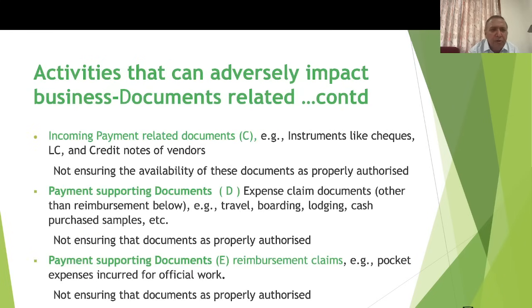Activities that can adversely impact, continued, in the context of the incoming payments related documents, for example, instruments like checks, LC, and credit notes for vendors, etc., not ensuring the availability of these documents as properly authorized. Payment supporting documents like expense claims, reimbursement claims, etc., not ensuring the documents are properly authorized. Payment supporting documents like out of pocket expenses, expenses for official work, not ensuring the documents are properly authorized. So, one is in the context of the vendors, one is in the context of the employees.